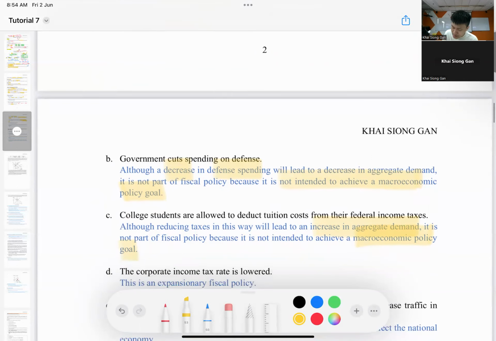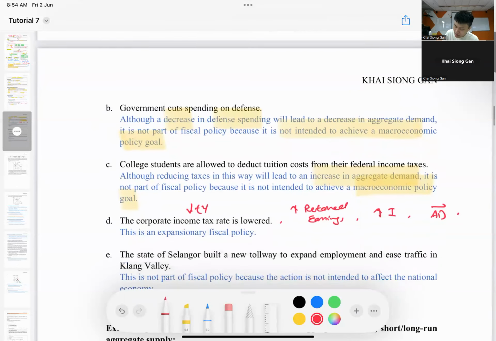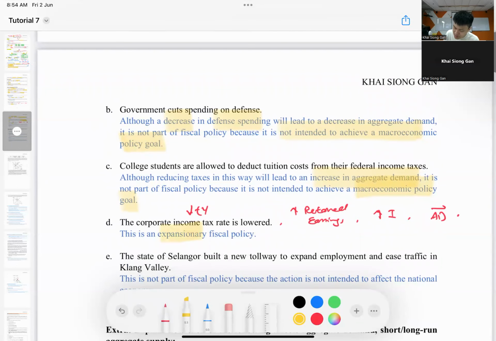Next one, the corporate income tax rate is lower. So corporate income tax rate is lower. Again, this is the induced tax, in which it follows the income that is earned by the company. And therefore, when the company has lower corporate income tax, this will increase their retained earnings. And therefore, they can increase their investment, which will increase the aggregate demand. So this is part of fiscal policy, expansionary fiscal policy.